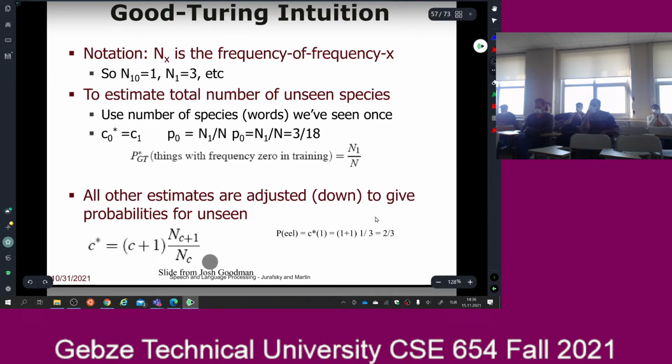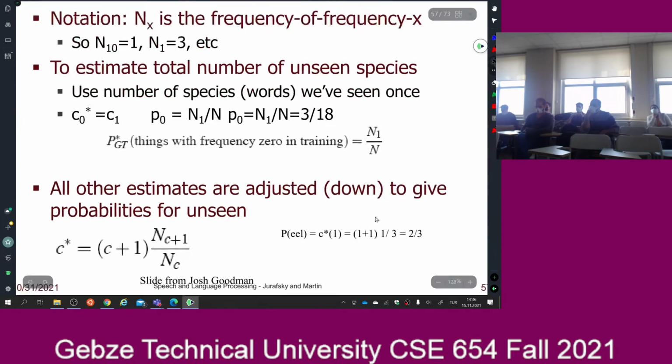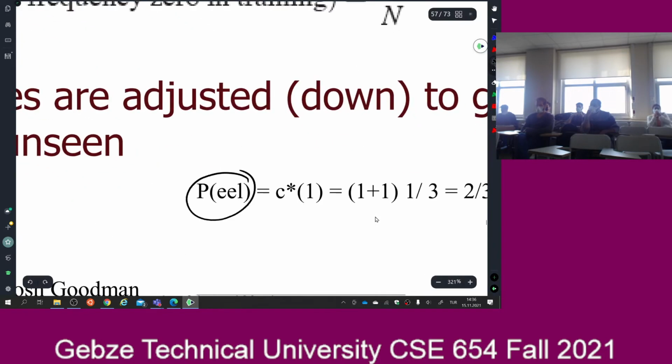N_C is 3 because 3 different fish types are caught only once, and N_(C+1) is 1, so it is 2 over 3. So this is not actually true. This is not P of eel, okay. This is C star 1. So don't see this one, okay. This isn't true.